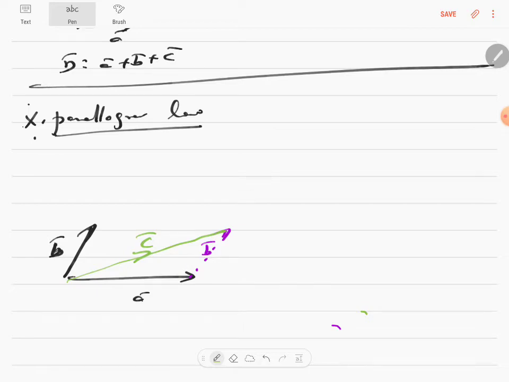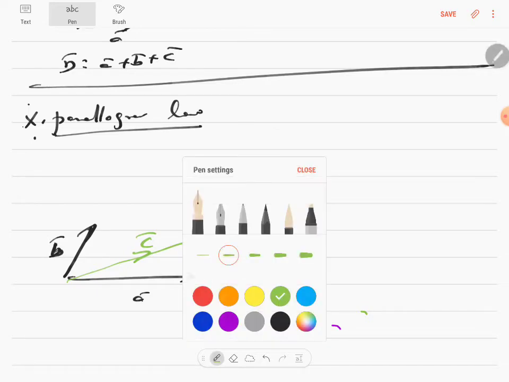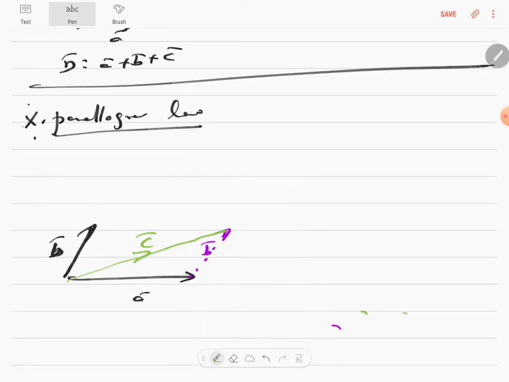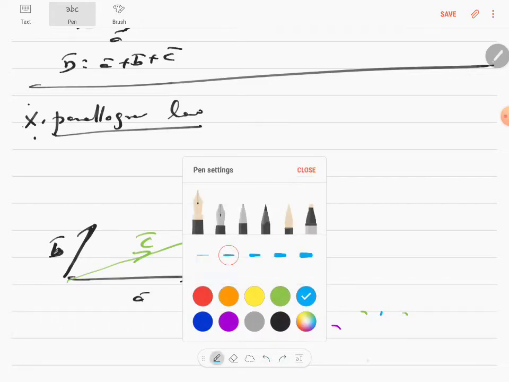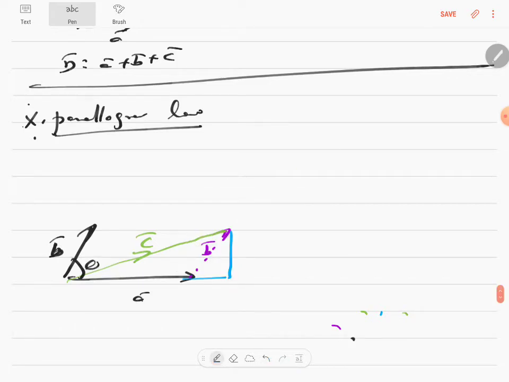Correct, according to triangle law. But I don't want to use triangle law, I want to use parallelogram law. So by construction I am constructing this into a right triangle. Can you see a big right triangle there? You know the angle between the two vectors is theta. Corresponding angle, then this will also become theta because of the extension of A and B.